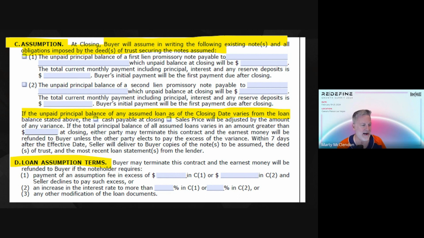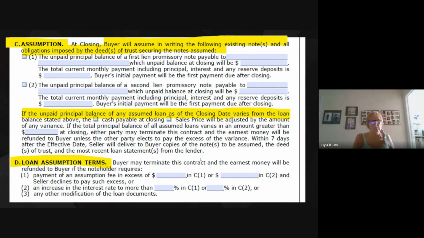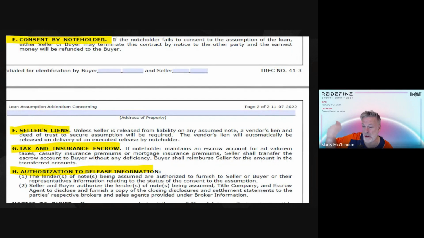Then we're going to go down here and it says buyer may terminate the contract and earnest money will be refunded to the buyer if note holder requires a fee for the assumption. You give amounts there, an increase in interest rate more than. So if they're at 3.5 or 2.99, and the lender goes, we'll let you assume it, but at 4.5, they may not want this anymore, right? It may not be beneficial. So it allows them to terminate if those terms change beyond that. And then any other modification. So if it's a 30-year loan or 25 years left at such and such price, if they change the terms of a loan, the buyer may go, no, that's not what I wanted.